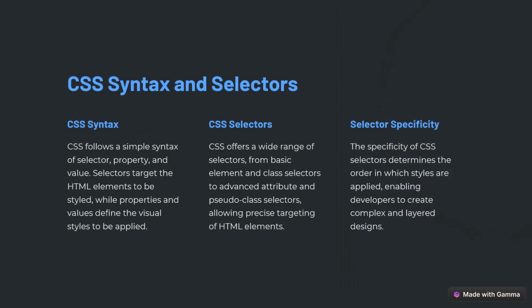CSS syntax and selectors. There are various ways to use CSS in an HTML document. CSS follows a simple syntax of selector, property, and value. Selectors target the HTML elements to be styled, while the properties and values define the styles to be applied. CSS offers a wide range of selectors, from basic element and class selectors to attribute selectors for precise targeting.